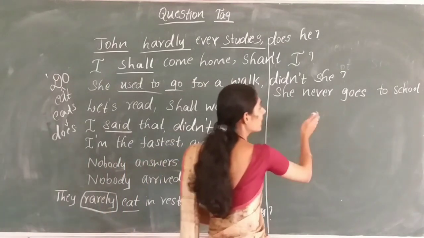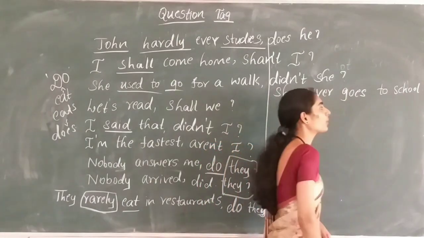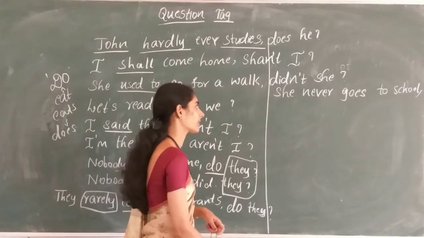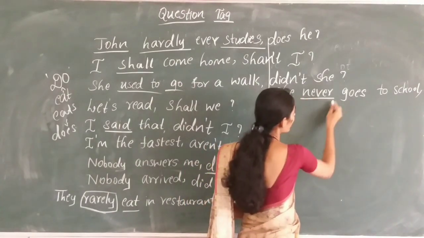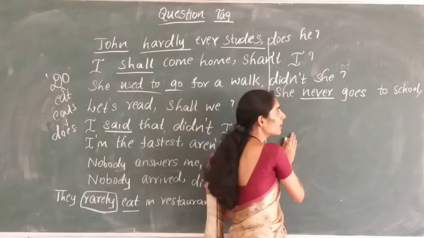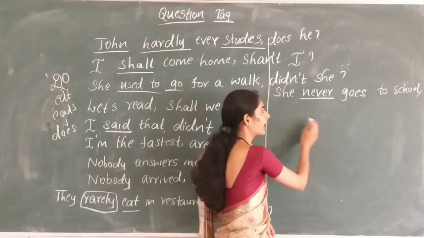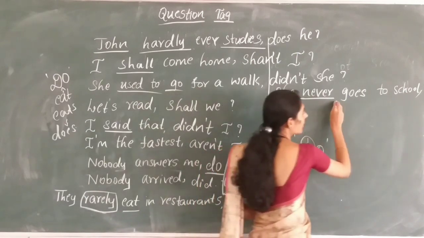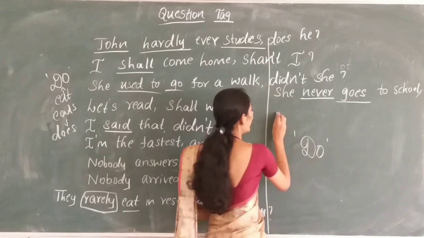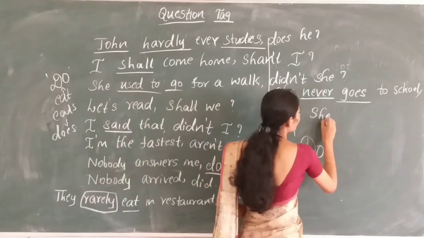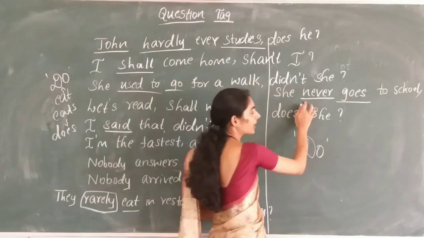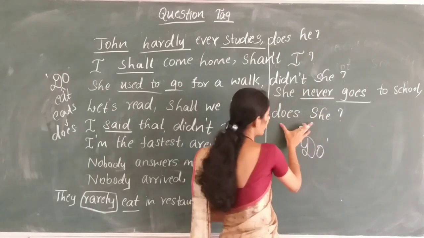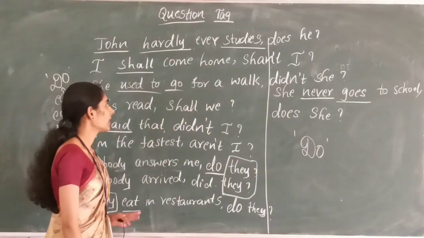And now look at the last sentence: "She never goes to school." Again, identify if it is a negative or positive sentence. This is a negative sentence. Why? Never is a negative word. So the tag must be positive. Before that, there is no helping verb, and that is why we have to add the right form of do. Look at the verb there. The verb is goes, which means it is does. It becomes "does she." Why can't we write doesn't? Because never is a negative word and the sentence is negative, so we have to make the tag positive. So it becomes "does she." So this is all about question tags.